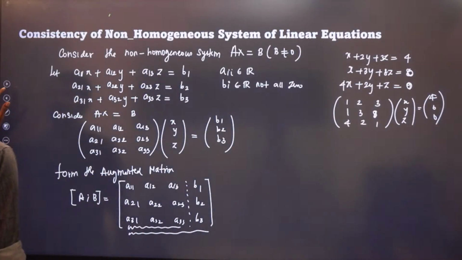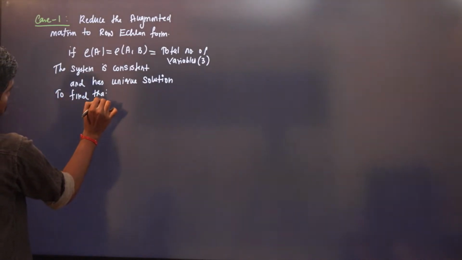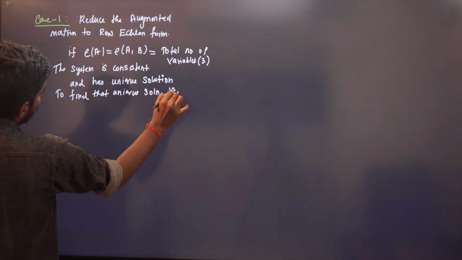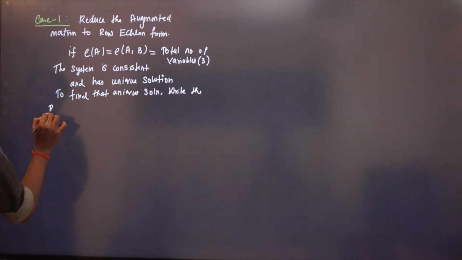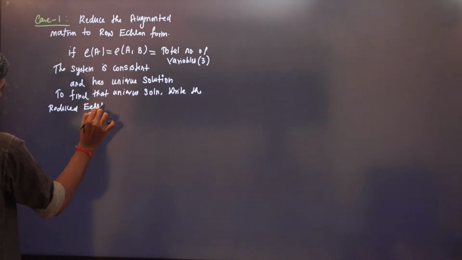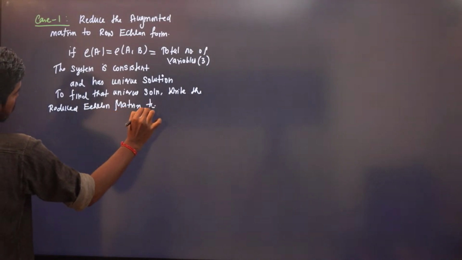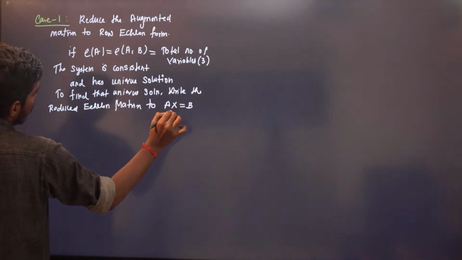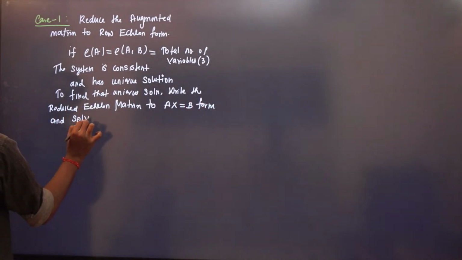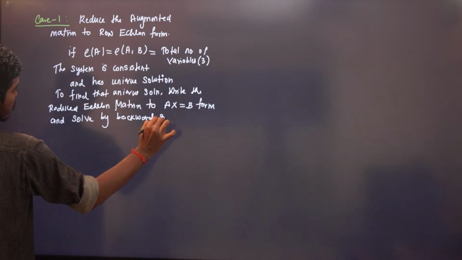What is that unique solution? To find that unique solution, write the reduced echelon matrix in Ax equal to B form and solve by backward substitution.